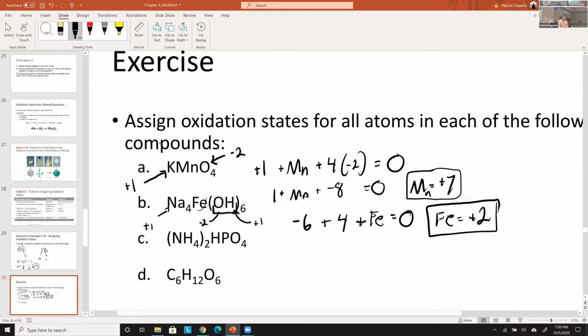Like that. So another rule of thumb: I've never seen a metal have a negative oxidation state, so they don't. But non-metals could have positive or negative. So keep that in mind. Okay, so I'm going to give you a minute or two to do C and D on your own, and then we will continue. And we'll go over them and then continue.